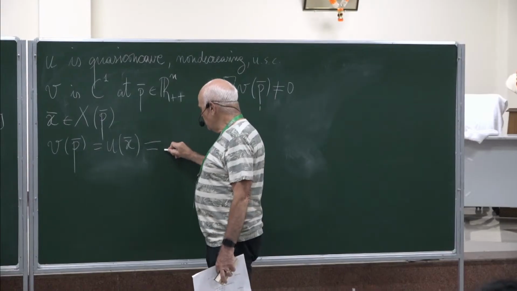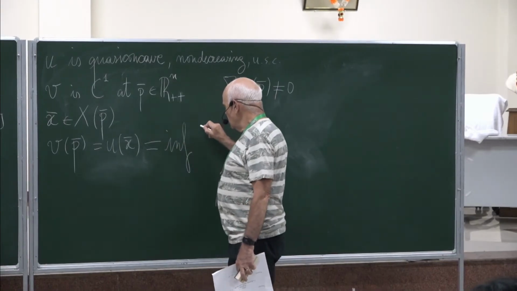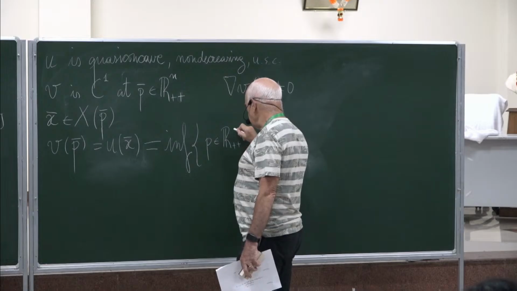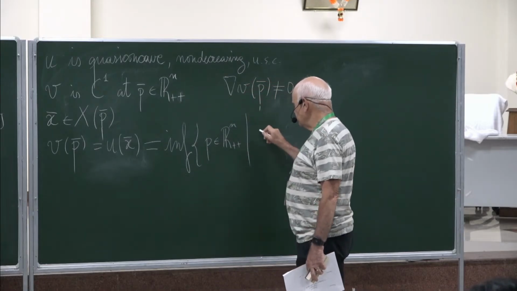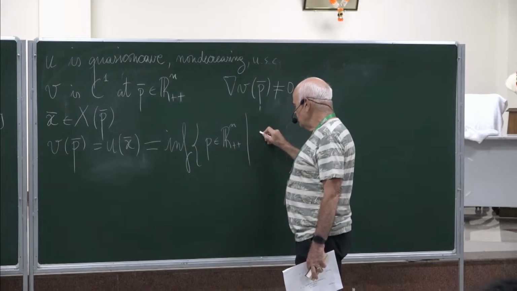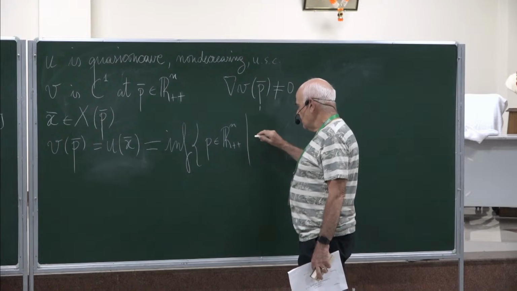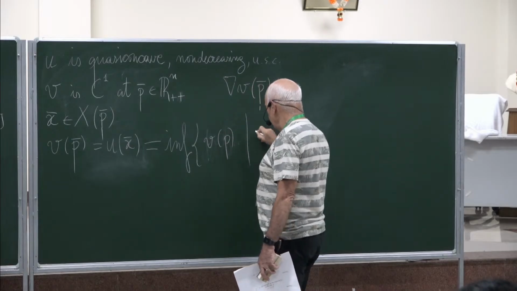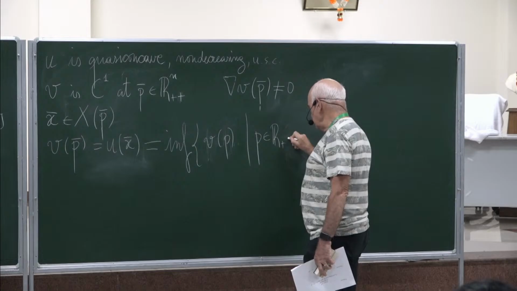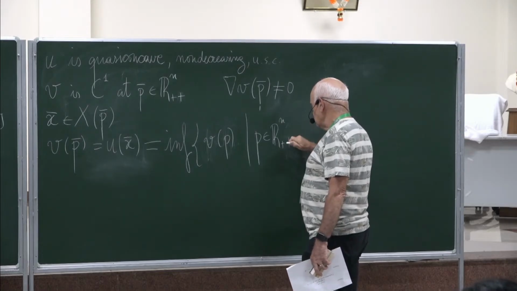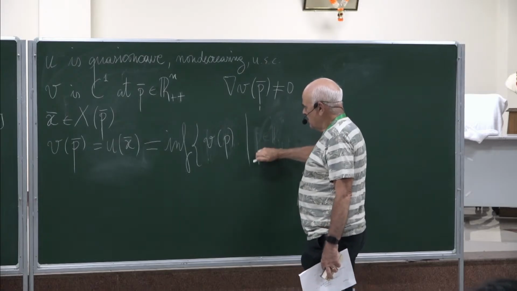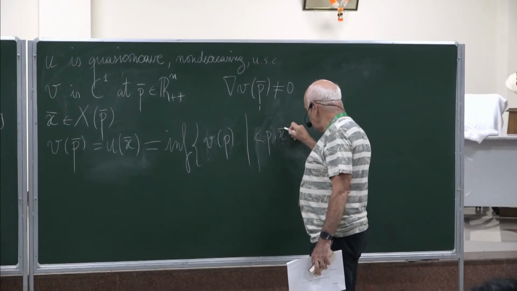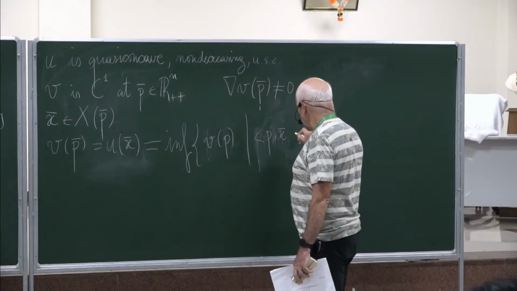And the formula we saw is this: U of X bar is the infimum of V of P such that P is in R plus N. No, in R plus N, there is no need to write this because we know that V is defined in R plus N. Such that P X bar, because we have here X bar, is less than or equal to 1.